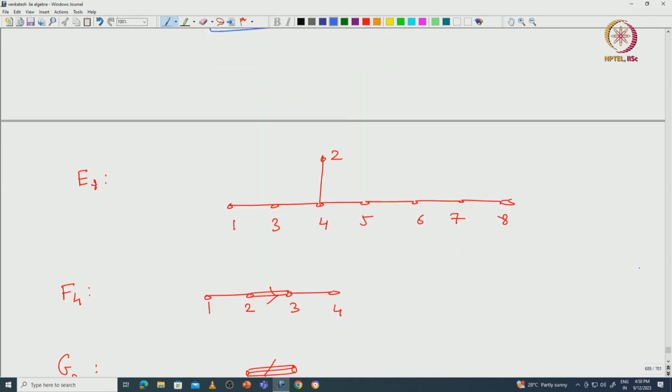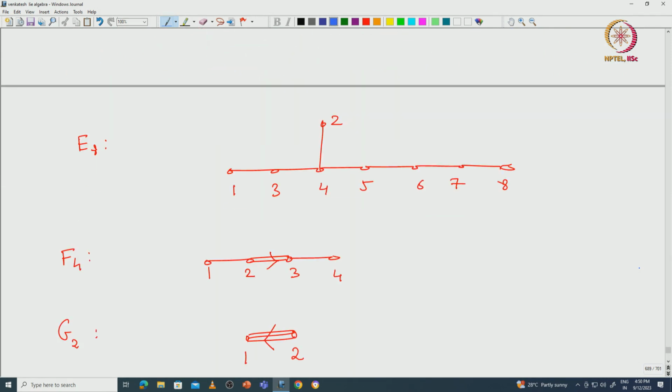So this is our final result about root systems. We will complete the proof of this classification in the next class, and I will also outline how to actually get all these root systems of type A to G in the next class.